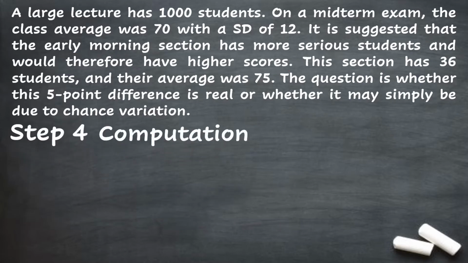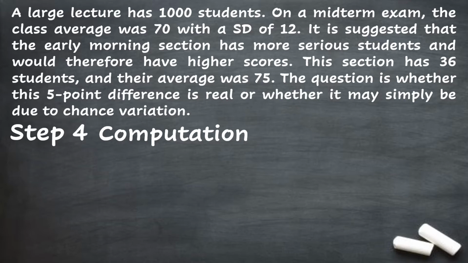Step 4 is the computation. Let us now identify the numerical values for this given problem. Again po, the first sentence should be ignored since the 1,000 students is just additional information in this problem. So you just have to disregard it.